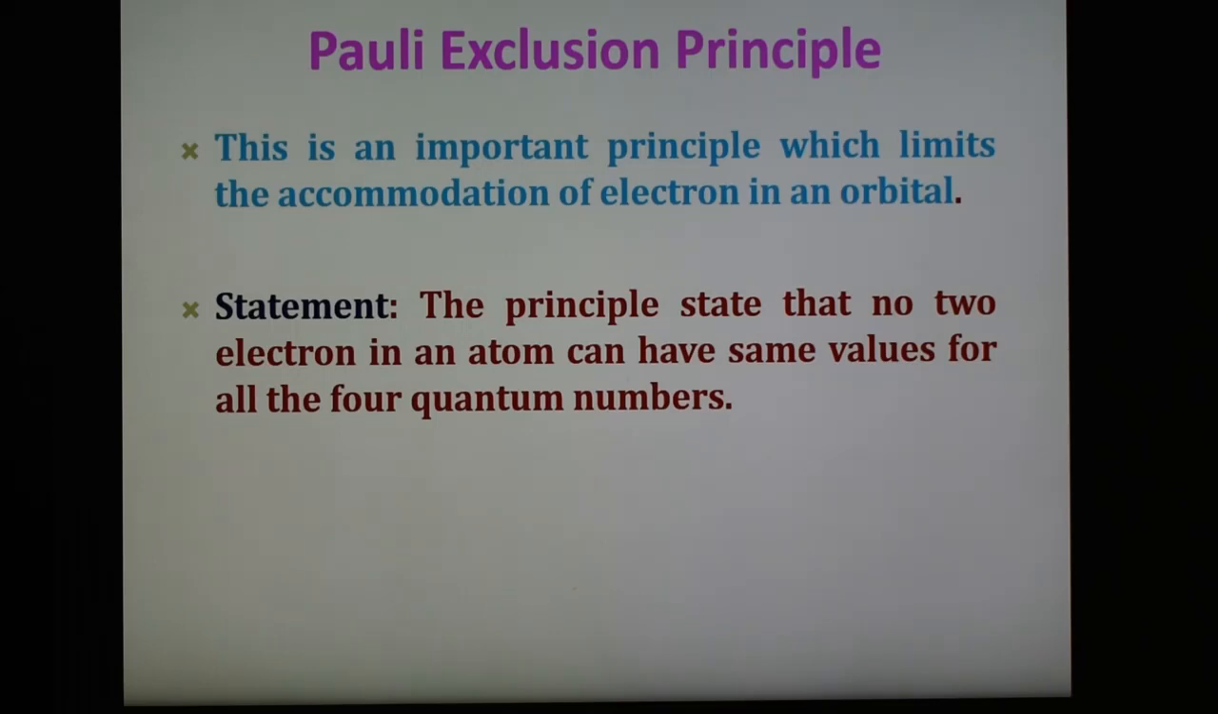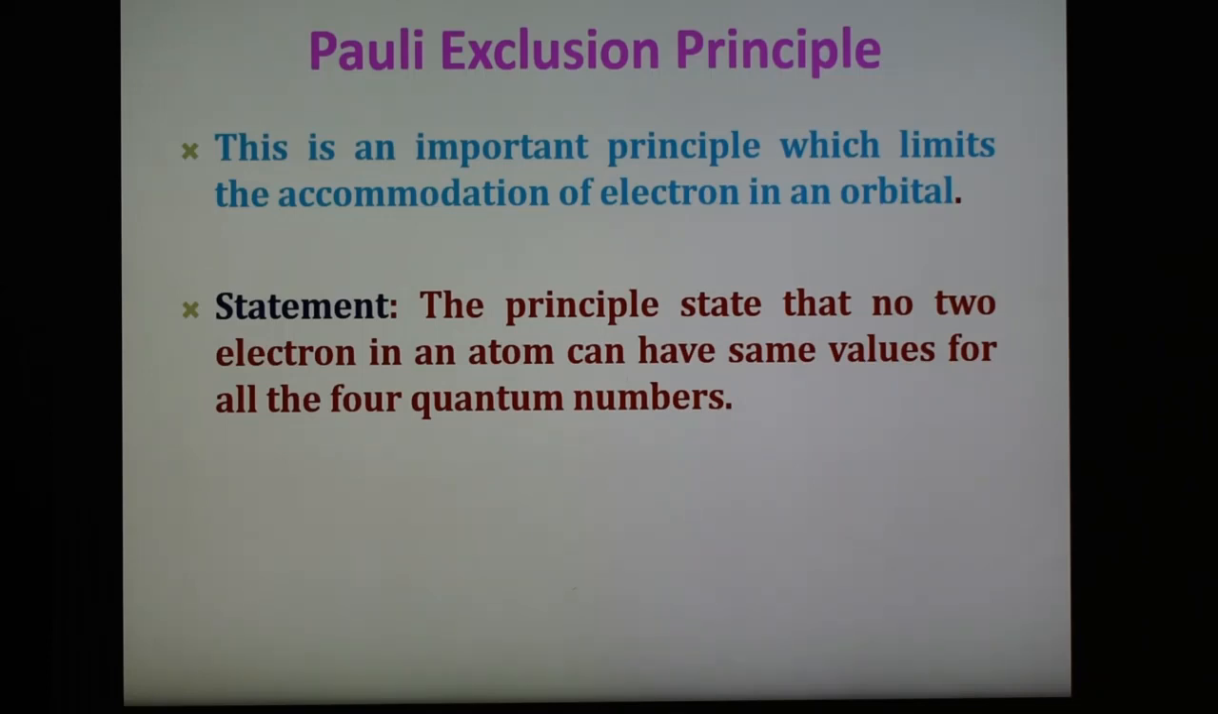An important statement of this principle is that no two electrons in an atom can have the same values for all the four quantum numbers. Now in this case, an orbital can have a maximum of 2 electrons. Why are there 2 maximum electrons? Electrons having the same values for n, l and m are said to belong to the same orbital.